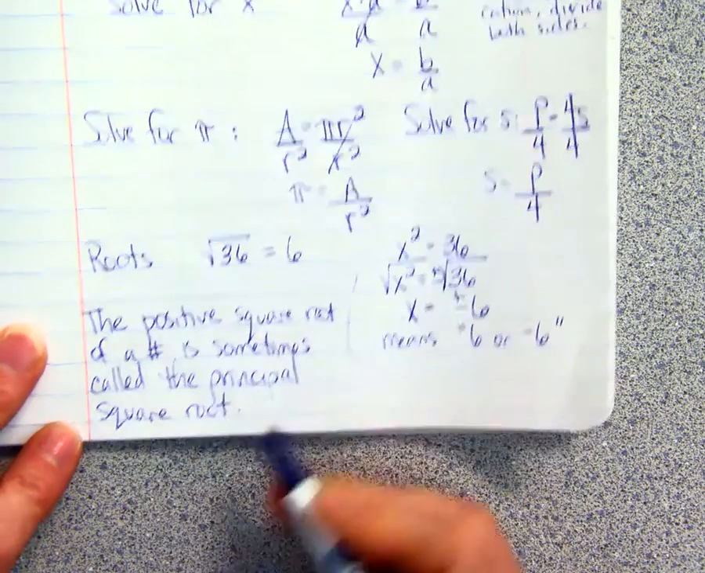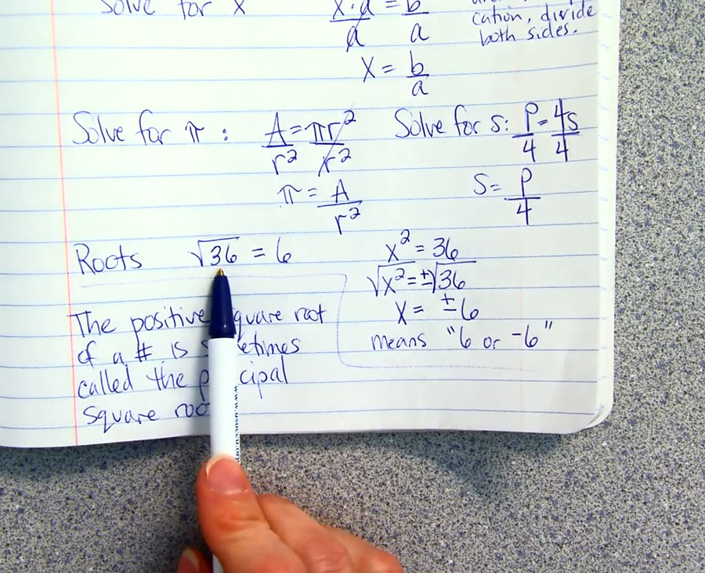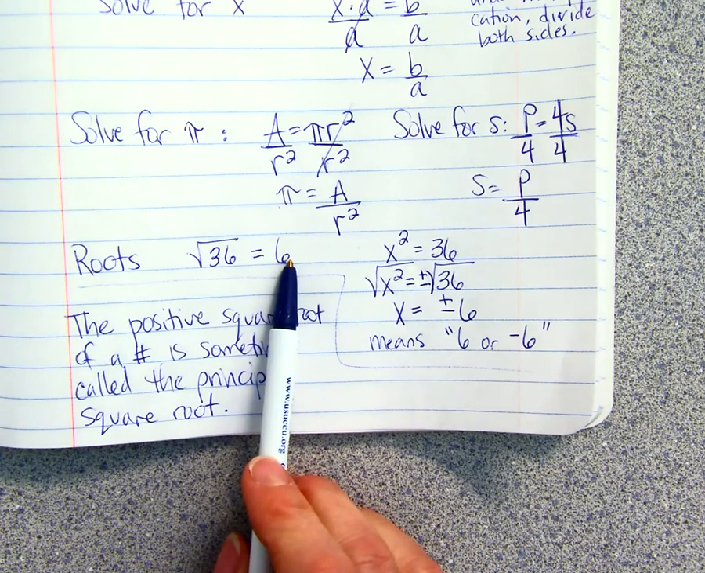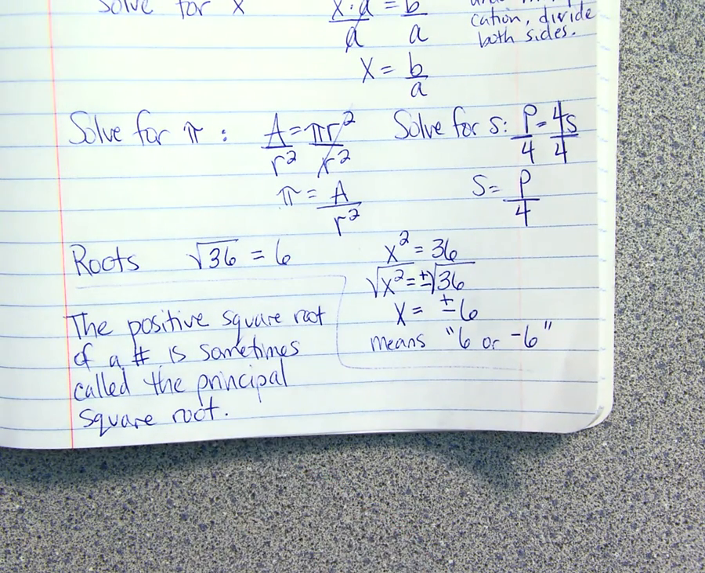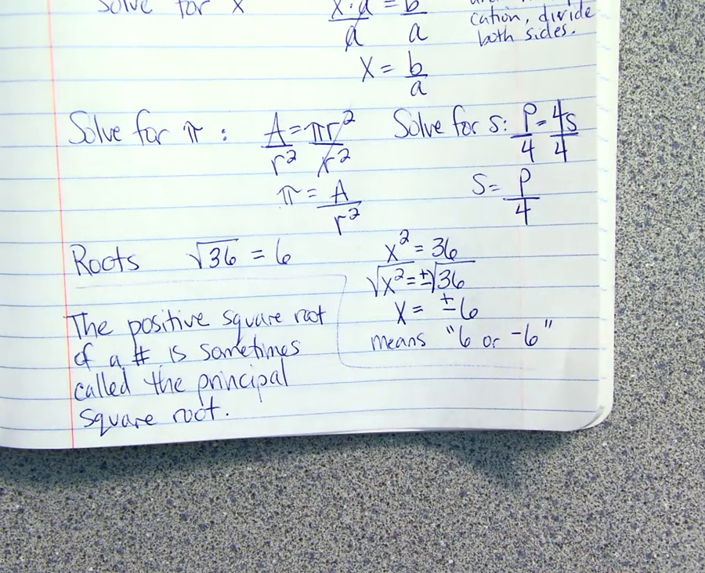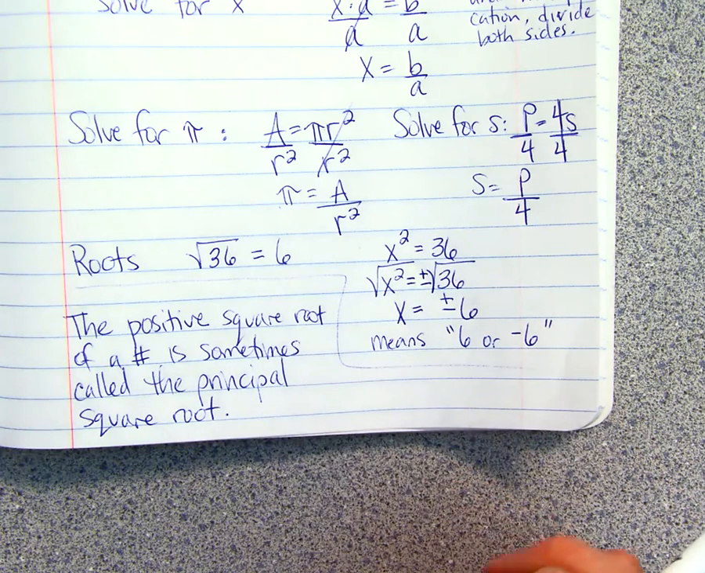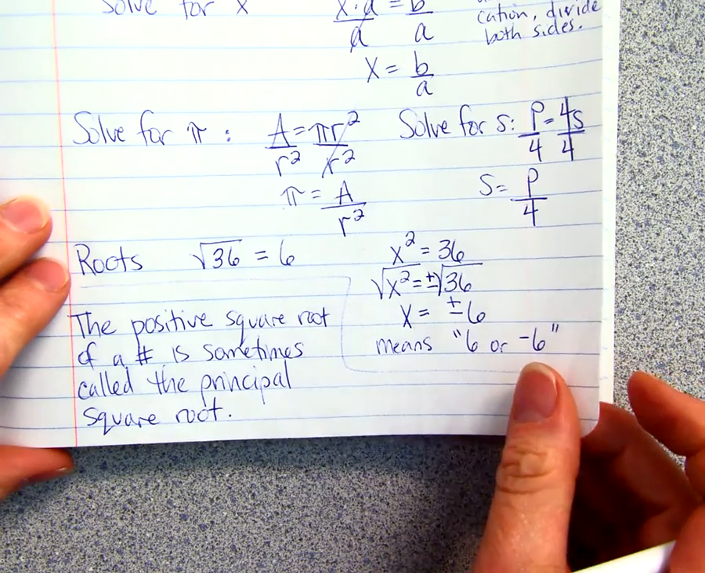So anytime you see the square root sign with a number inside of it, the answer will always be the principal square root, or the positive. The only time you're going to see plus or minus is if you have to take the square root in order to solve something that's been squared. So we're going to write that in a sentence.